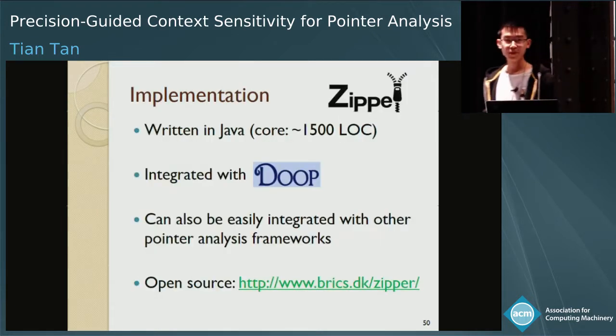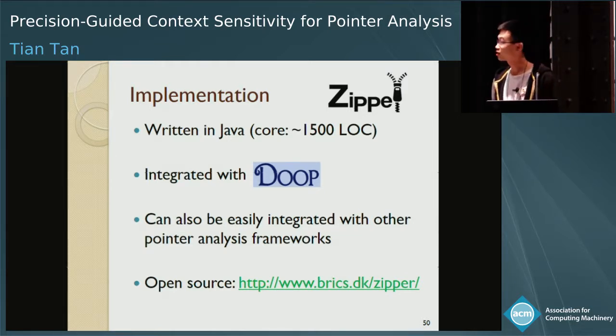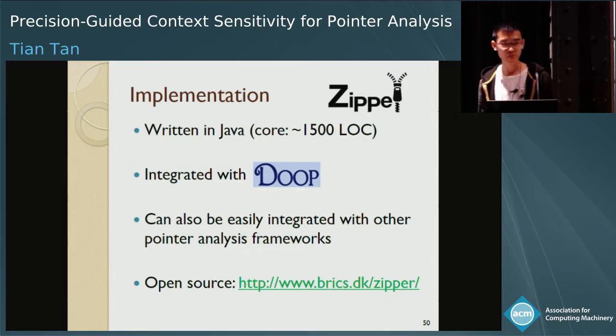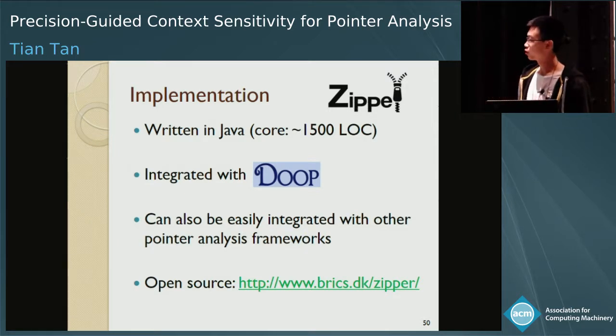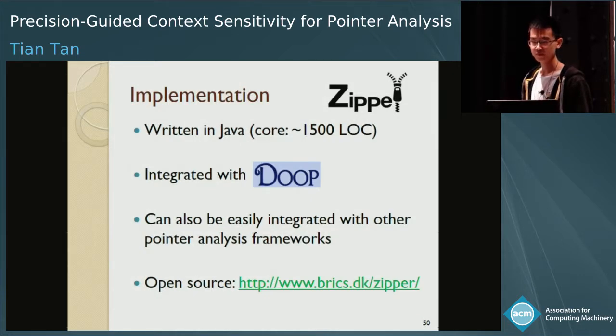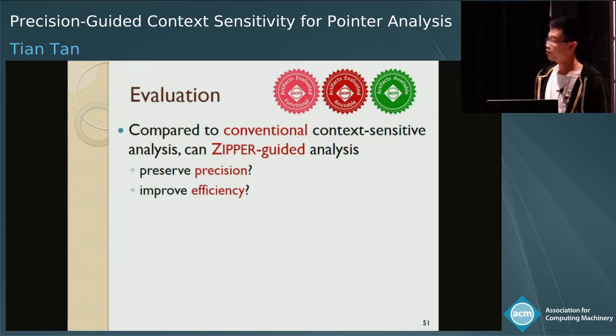We have implemented Zipper in Java. The core part of our implementation is simple and contains only 1,500 lines of code. And we have integrated Zipper with Doop, which is the state-of-the-art pointer analysis framework for Java. And Zipper can also be easily integrated with other pointer analysis frameworks. You can download Zipper and its source code from our website. Now let's see how Zipper performs in practice. Our artifact has been evaluated and it is also available on our website.